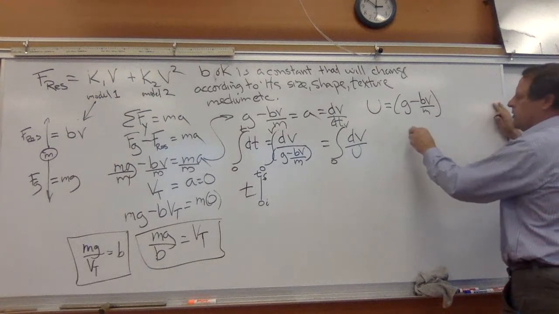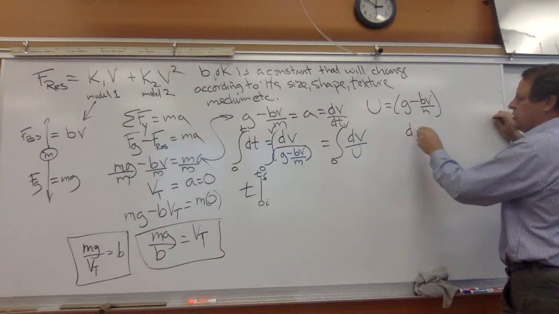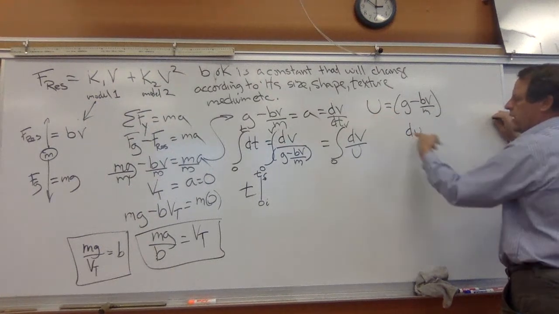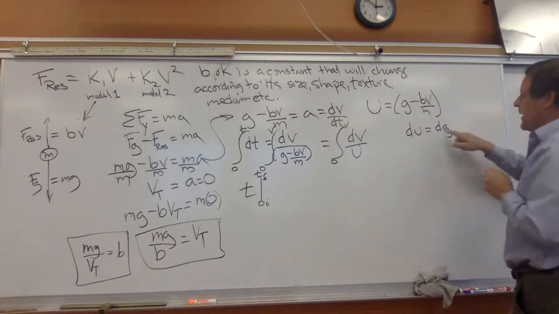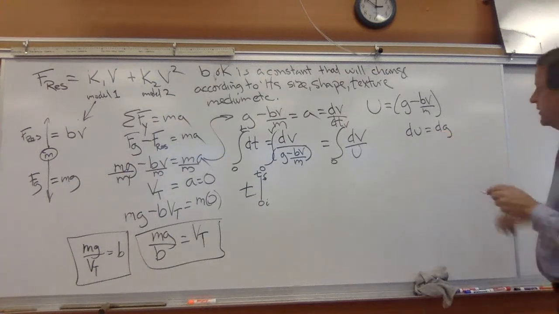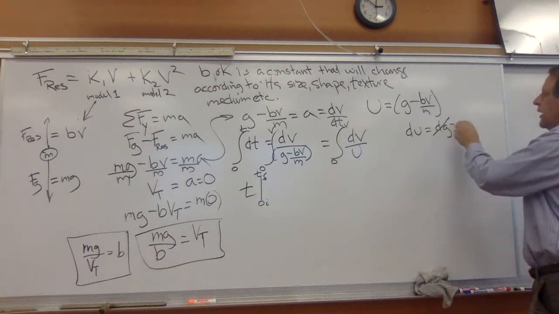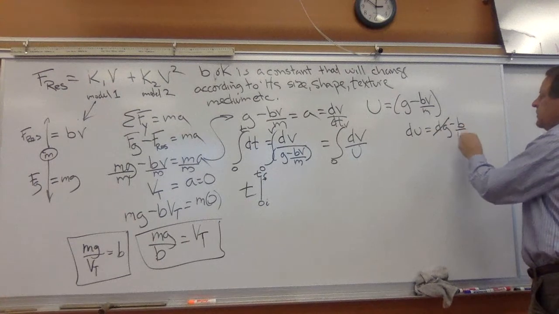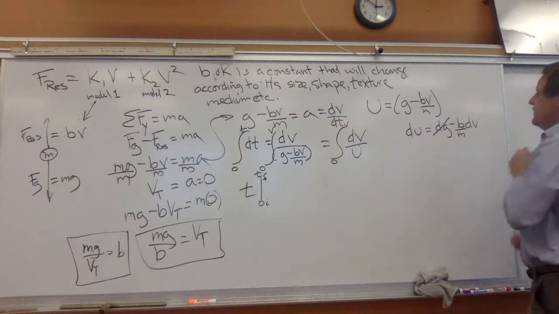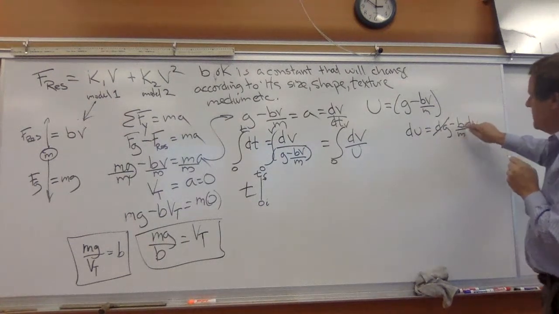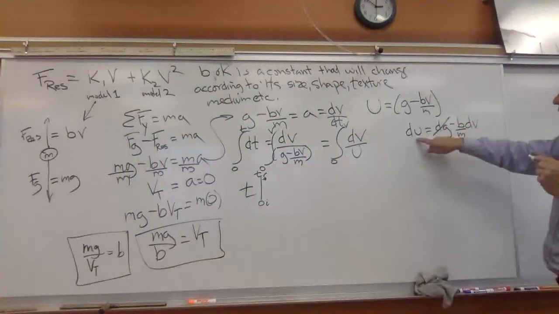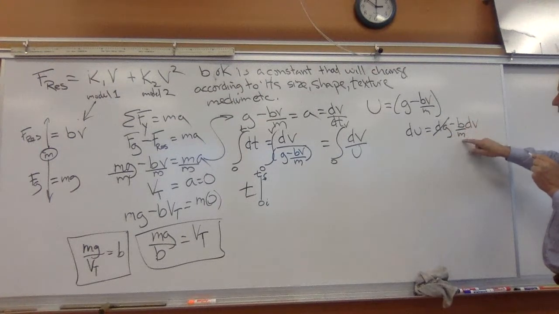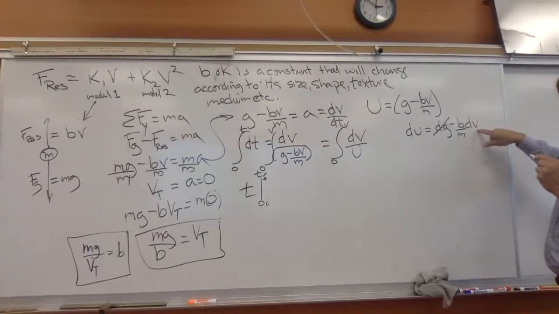So now we're going to say, hey, if we take the differential of u, then that's going to be du. And then we're going to take the differential of g, and that's just the differential of a constant, okay? So that's going to go away, and now we're going to have minus b over m dv, because the negative b over m are just constants. So really the only thing that's a variable is the v. So du is equal to negative b over m dv.